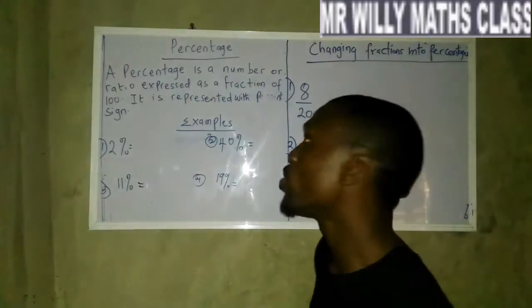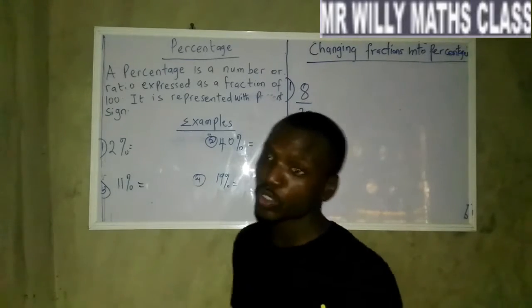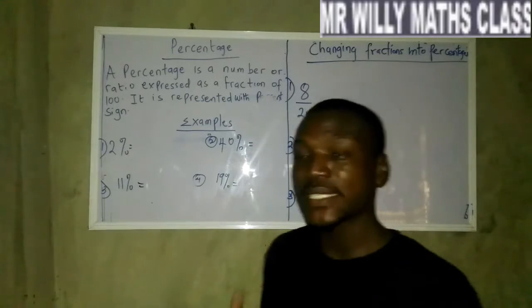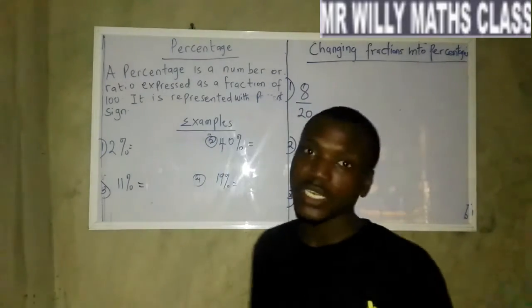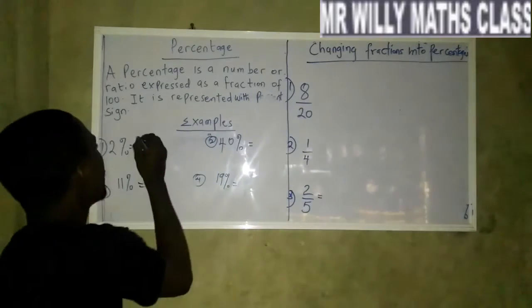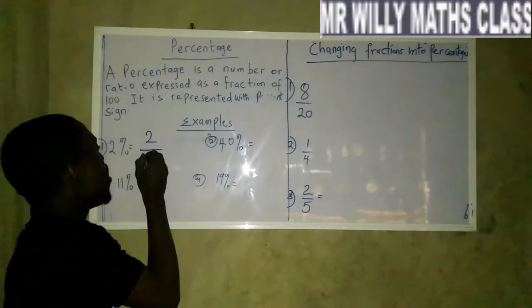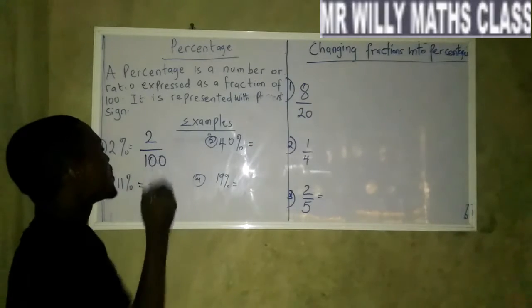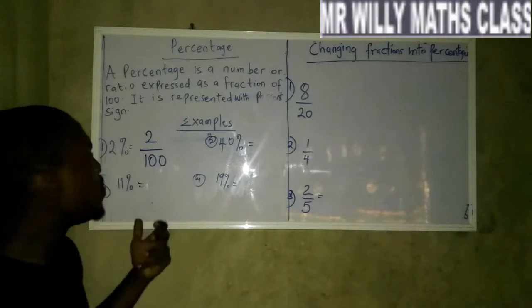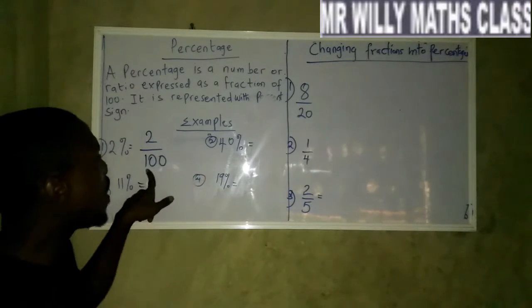As you can see on the board, we have some examples that we are going to solve together. Now, the first one is 2%. I explained earlier that a percentage is a fraction with 100 as a denominator. Now, 2% will be what? That will be 2 over 100. Since a percentage is a fraction with 100 as a denominator, 2% will be 2 over 100.